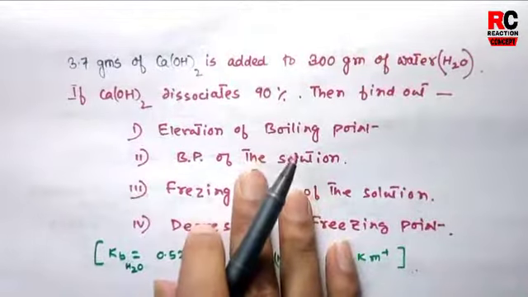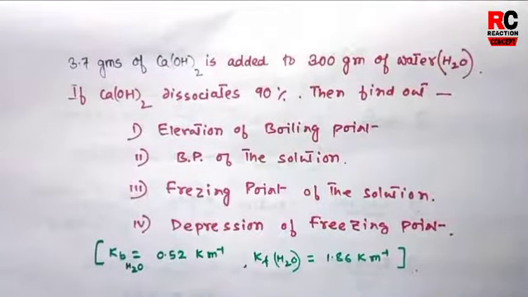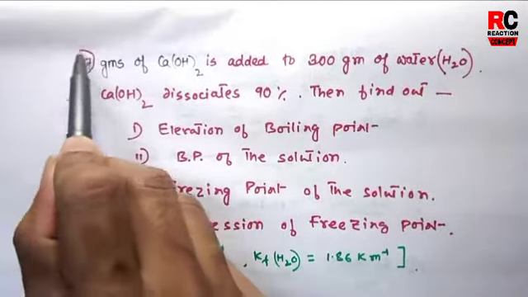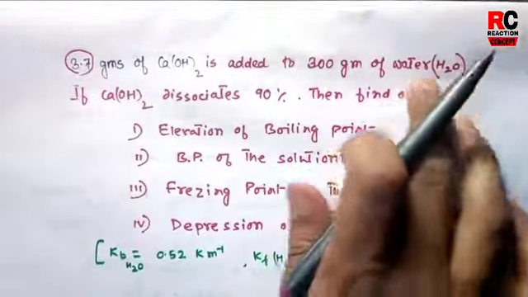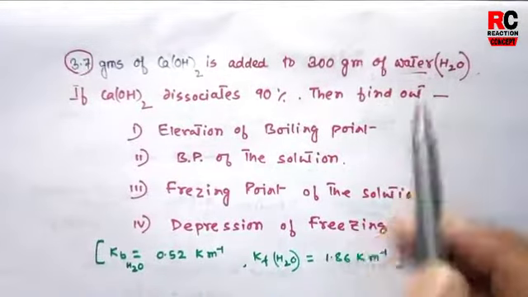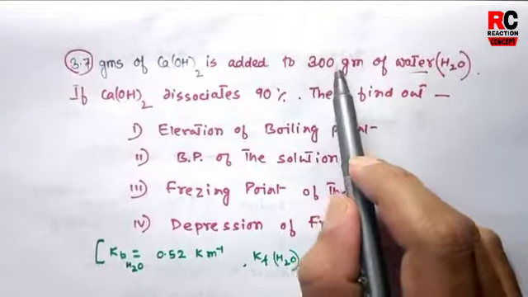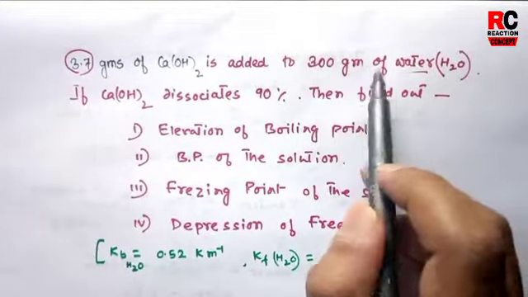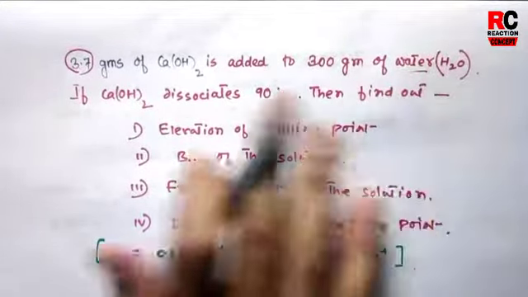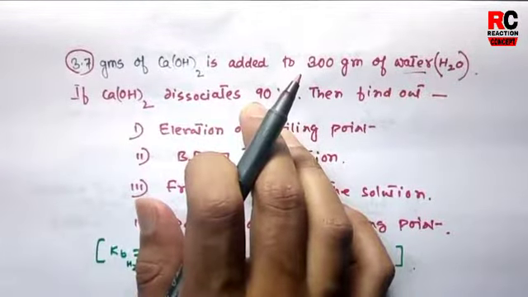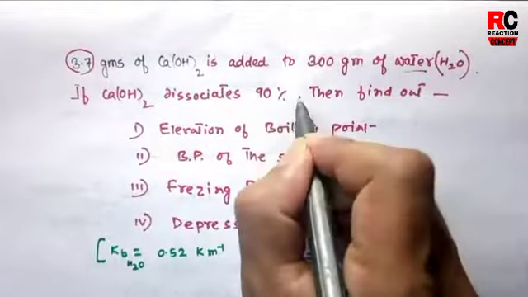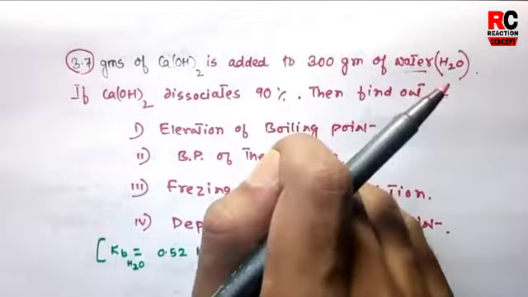This is the first problem we are discussing here. In the problem, it is given that we add a non-volatile solute, calcium hydroxide, in an amount of 3.7 gram to a volatile solvent, that is water. We have taken 300 gram of water, and it is said that the calcium hydroxide is dissociated up to 90%. This much information is given.